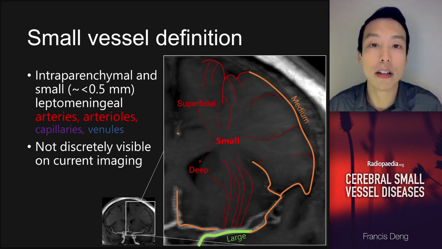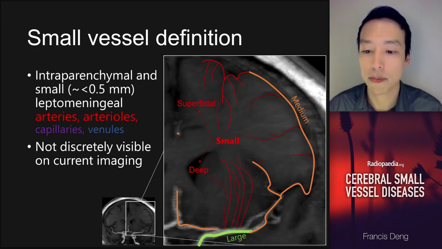Now, what this means for radiologists is that small vessels are not discretely visible by imaging. We can't identify that, oh, there's an occlusion of this small vessel, at least not with current imaging technology in live patients. So what we have to rely on are markers of small vessel disease, the sequelae of disease of these small vessels. There are different distributions of small vessels in the brain.